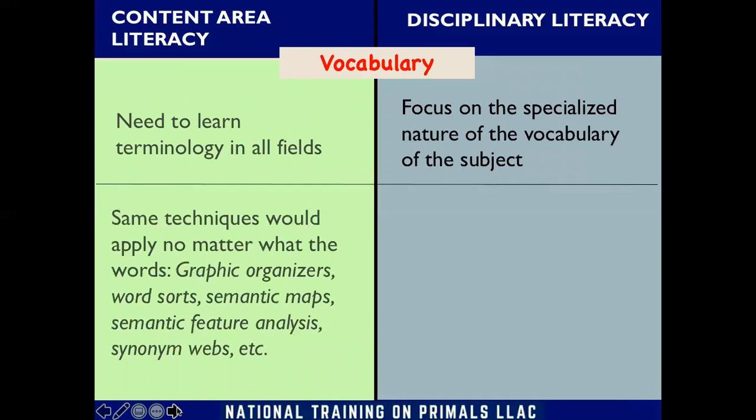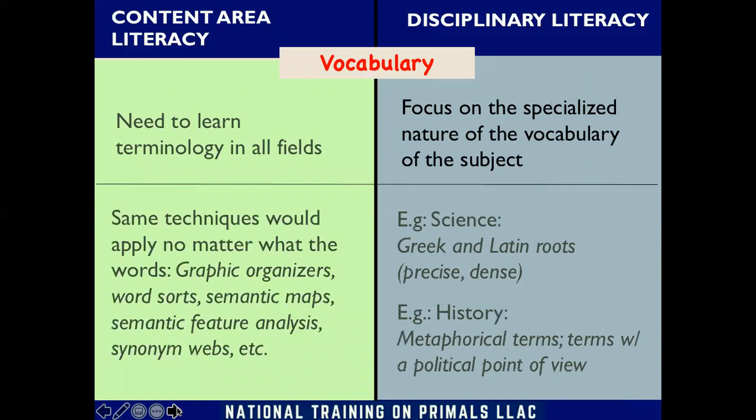In DL, we focus on the specialized nature of the vocabulary of the subject. For example, in science, it would be good to study Greek and Latin roots, as many specialized terms are derived from these roots. In history, students need to pay attention to metaphorical terms or those used with a political point of view.